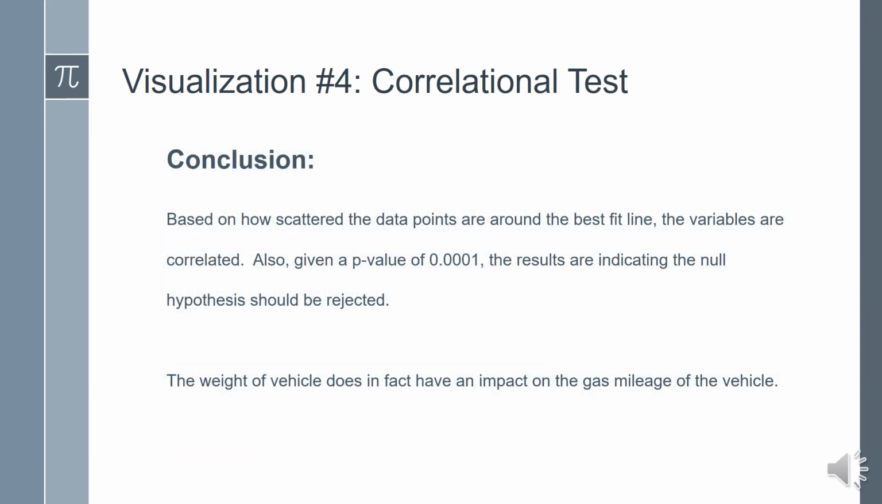In concluding on this final visualization, based on how scattered the data points are around the best fit line, the variables are correlated. Also, given a p-value of 0.0001, the results are indicating the null hypothesis should be rejected. The weight of a vehicle does in fact have an impact on the gas mileage of the vehicle.